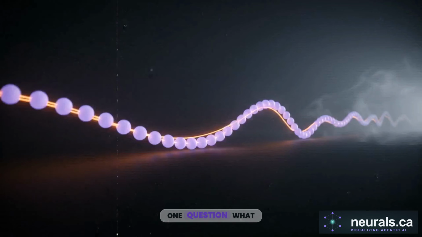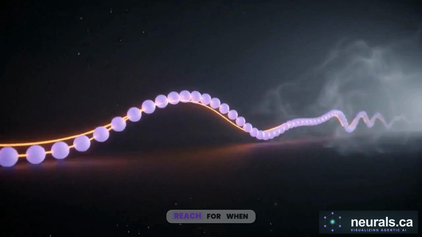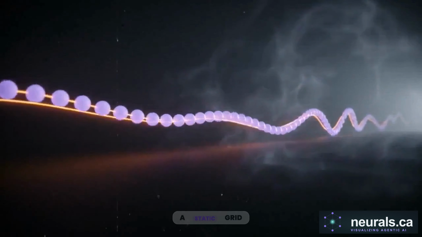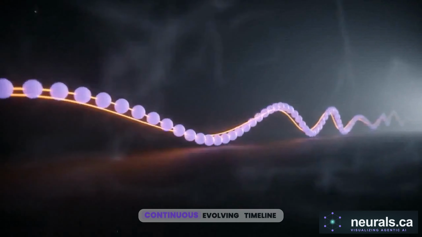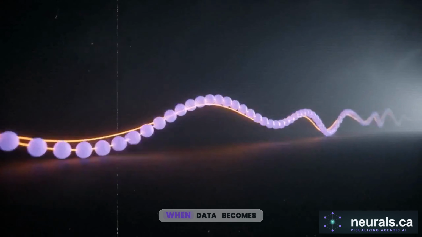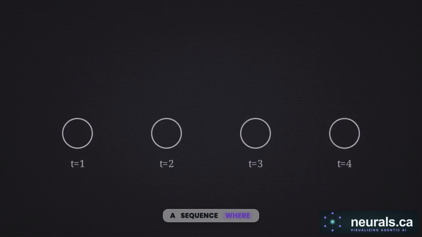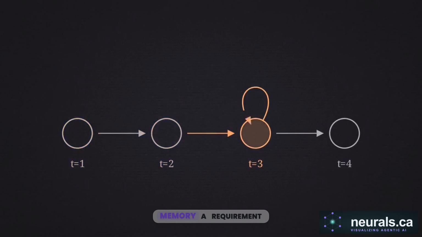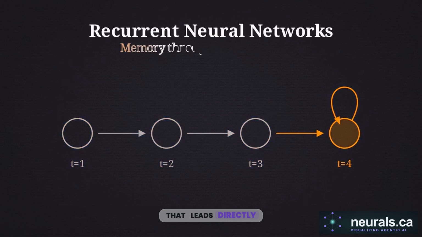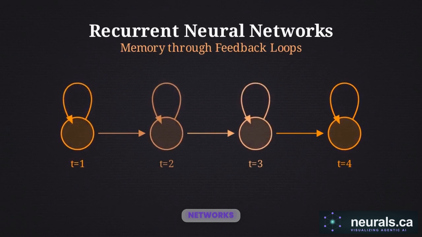Which leaves us with one question: what algorithm do you reach for when data stops being a static grid and becomes a continuous, evolving timeline? When data becomes a sequence where past events dictate future outcomes, the network requires a memory, a requirement that leads directly to recurrent neural networks.